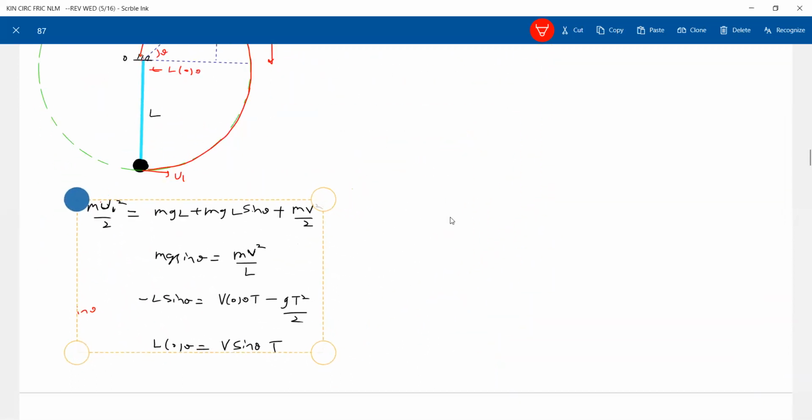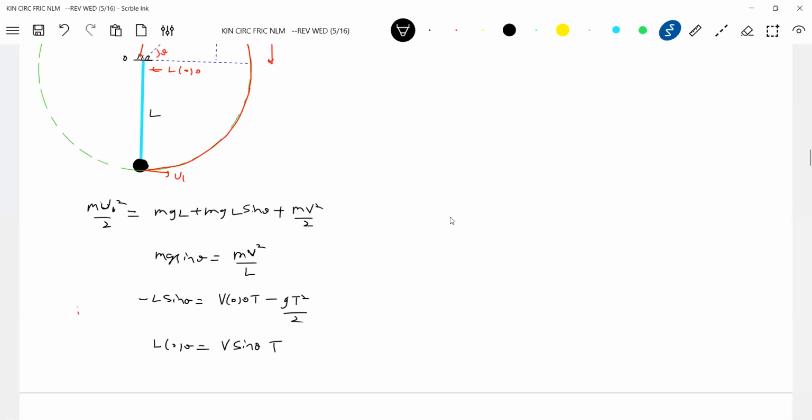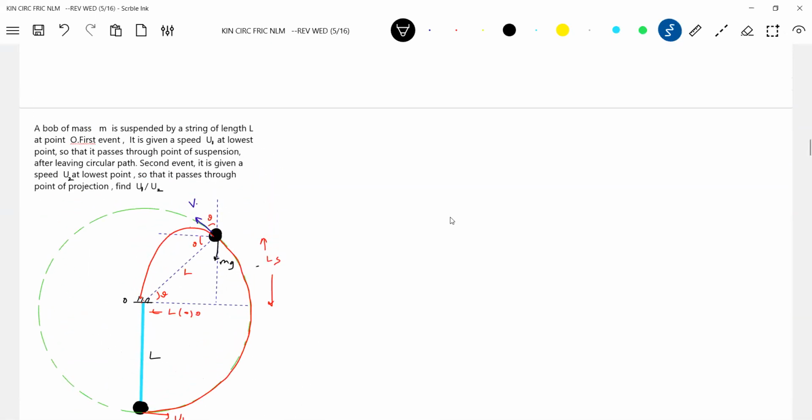So he didn't mention that it leaves the circular trajectory in the second case. It is given that it passes through the point of projection after leaving the circular path. Okay, it should be mentioned. Without leaving the circular path, how can it pass through the point of projection? I may give some velocity where it will complete the circular path.